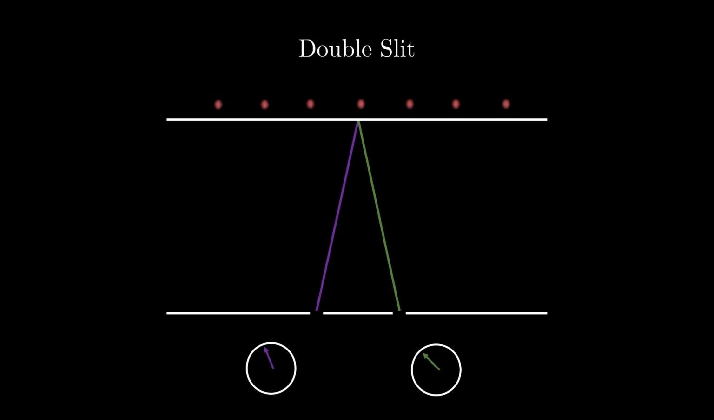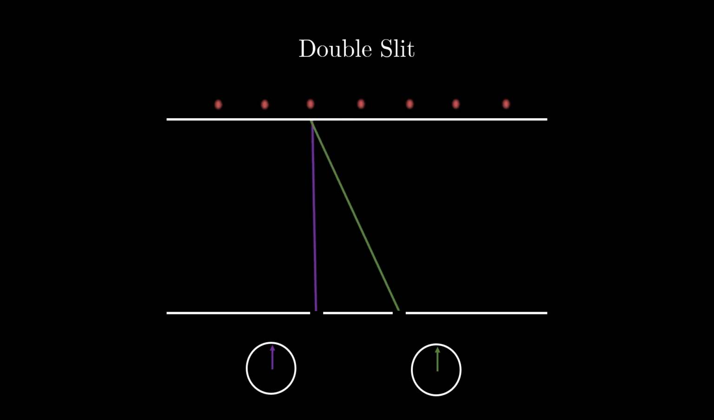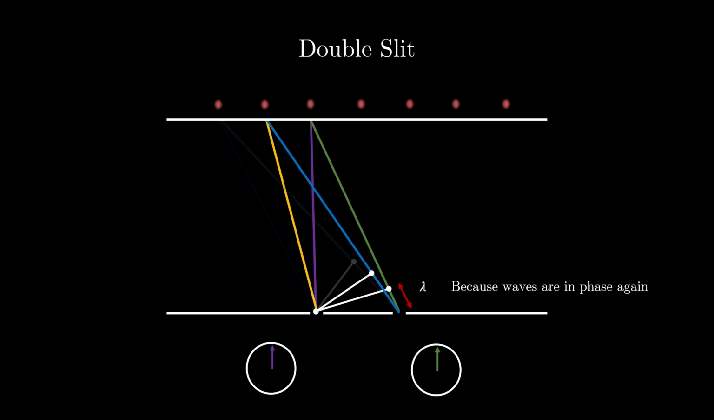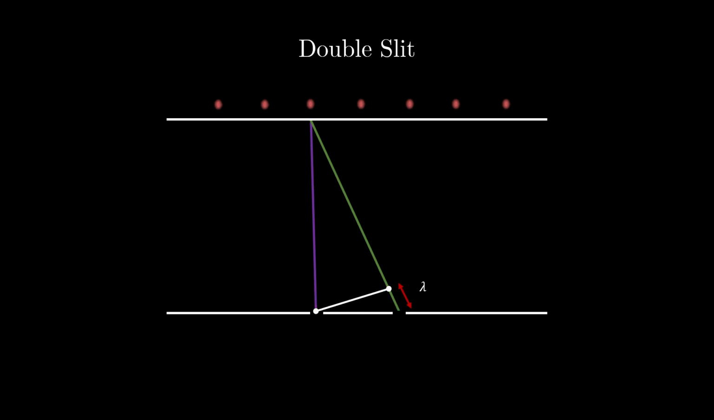As we move to the next maximum, the waves must be in phase again, otherwise they would cancel. Since they are in phase again, the path difference must be 1 wavelength. In fact, at any maximum, the path difference will always be a whole number multiple of the wavelength. Let's focus on the triangle formed by the path difference.